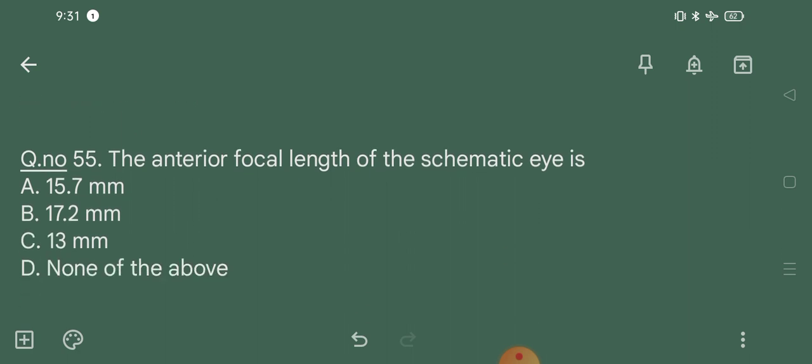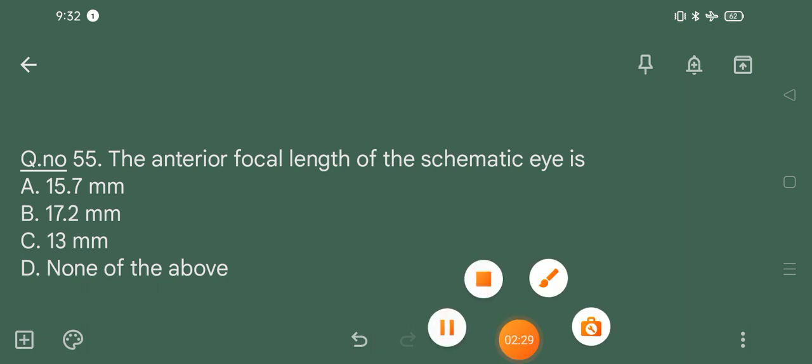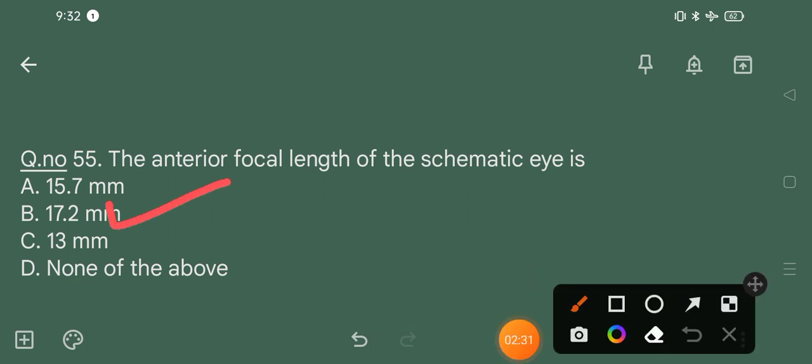Now question number 55. The anterior focal length of the schematic eye is option A 15.7, option B 17.2 mm, option C 13 mm, option D none of the above. The correct option is option B, that is 17.2 mm.